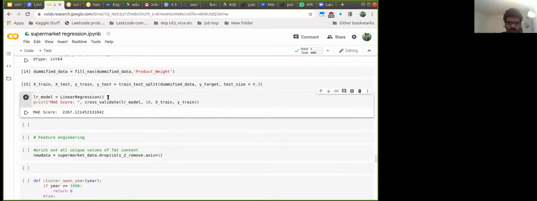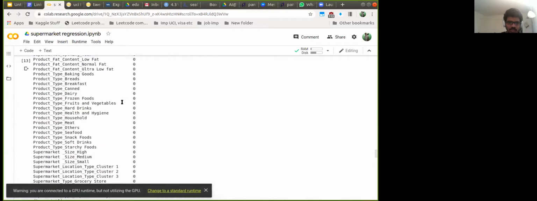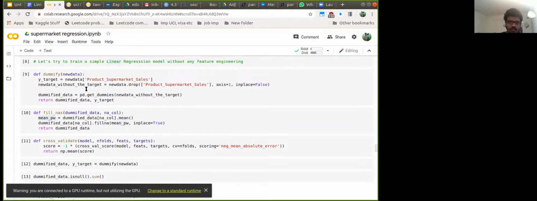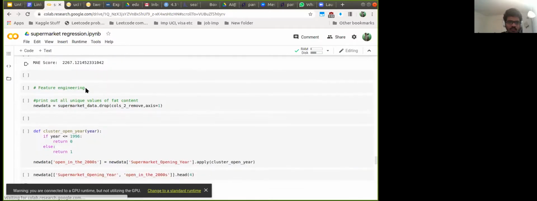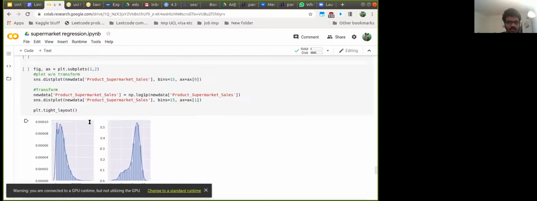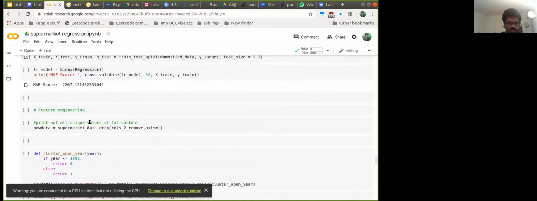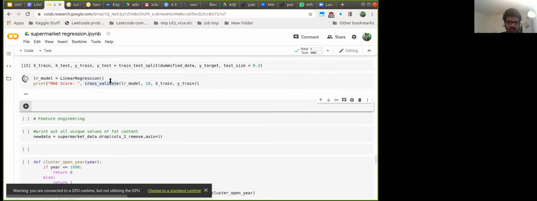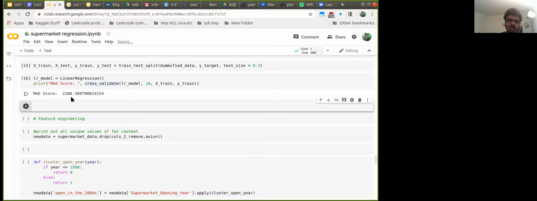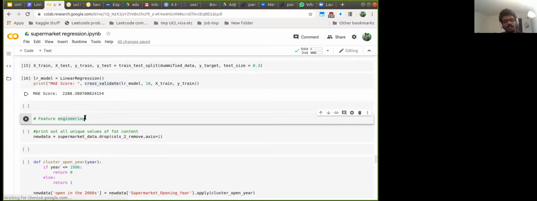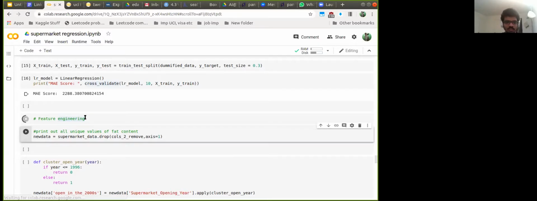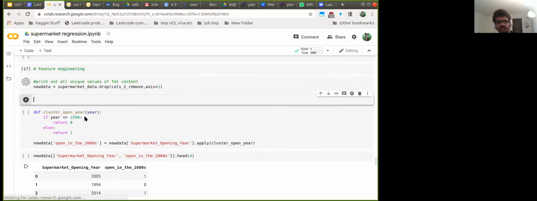What I'm doing is using a simple linear regression model from sklearn. We could try some complicated models, but just for the sake of this tutorial, I'm using a simple linear regression model. As you can see, we are getting a very high mean absolute error score, and that's not good. We hope that after all the feature engineering and transforms, we would have a good enough MAE score. So let's go through one by one.